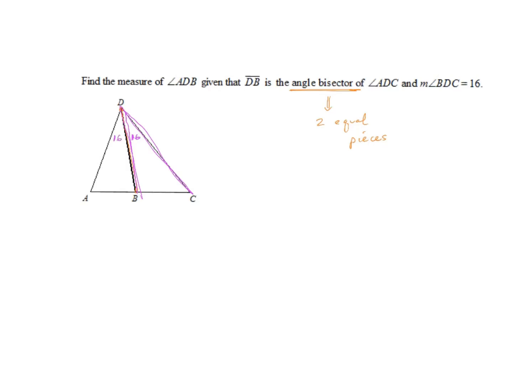I really don't have to worry about what they're asking for, although they asked for a measure of ADB. So I know D being my middle letter is my vertex. So I trace ADB, and I get 16. ADB is 16. But be careful, they may ask for ADC, and that's where you would combine the two measures and get a 32.